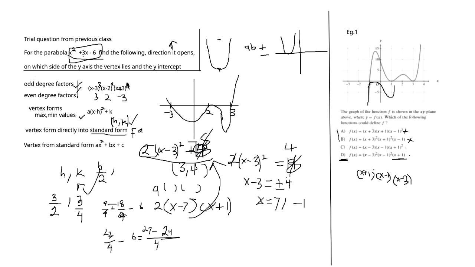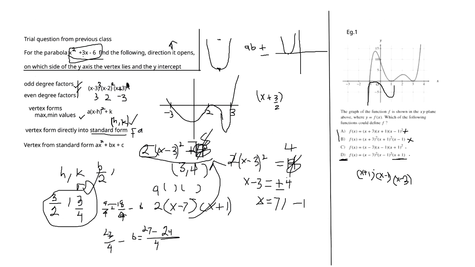Now let's use completing the square to convert this to the vertex form. Use it to find the vertex and confirm whether what we did here was right or wrong. So here, to convert this to vertex form, you know you have what? x plus 3 over 2, squared.